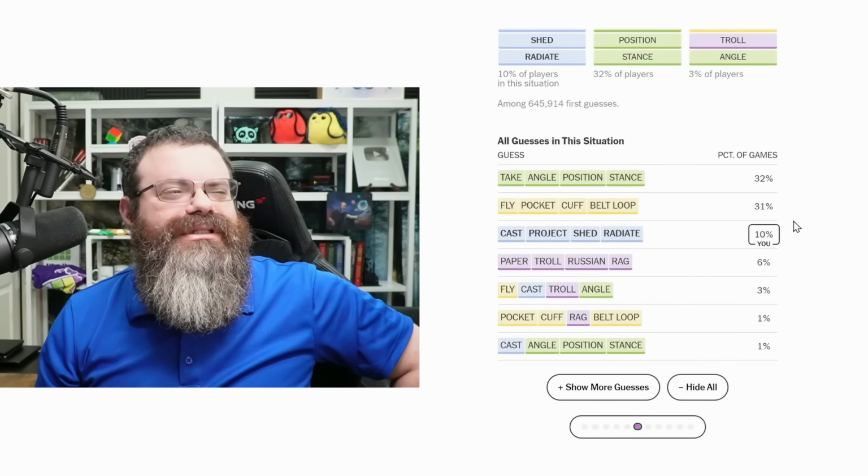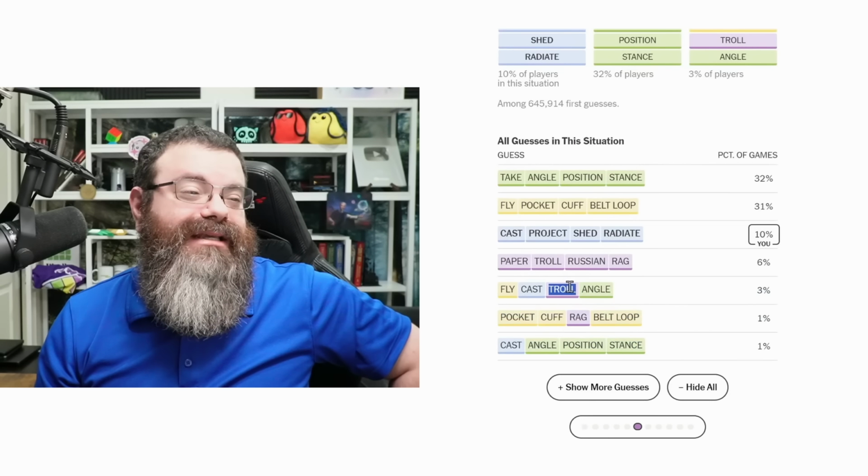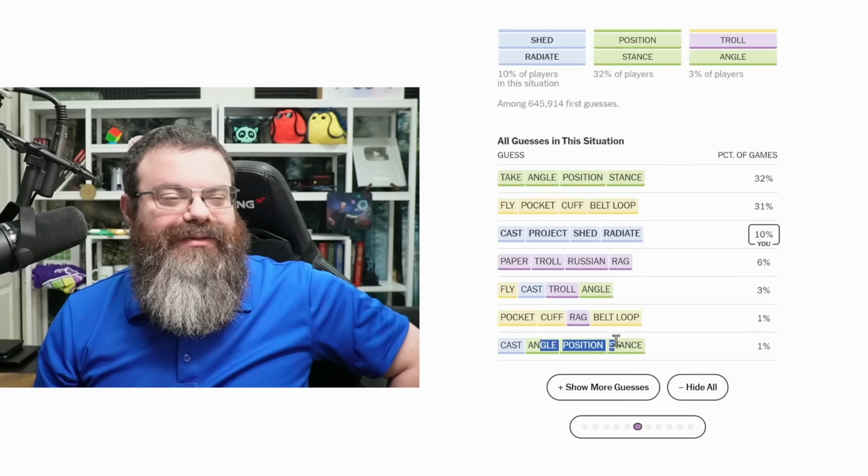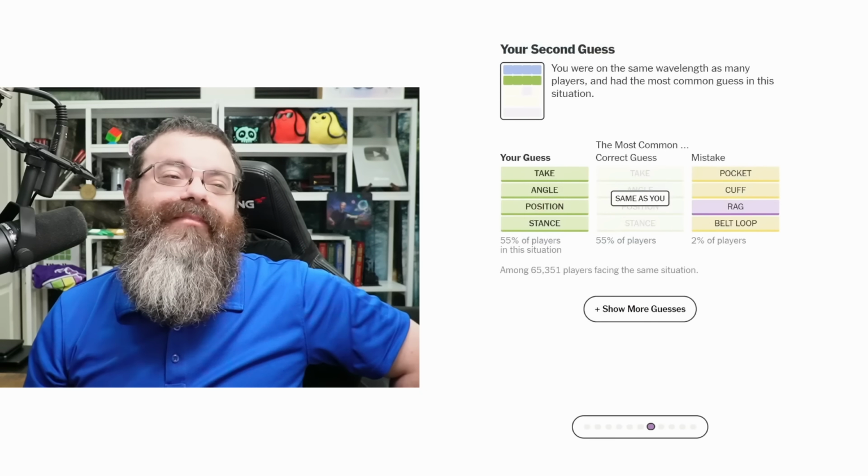All right, people getting green first, yellow first, blue first, purple first, and then the first mistake is this rainbow herring that I don't quite get. And then we've got rag with yellow is also at 1%. And cast with green. All right, well.